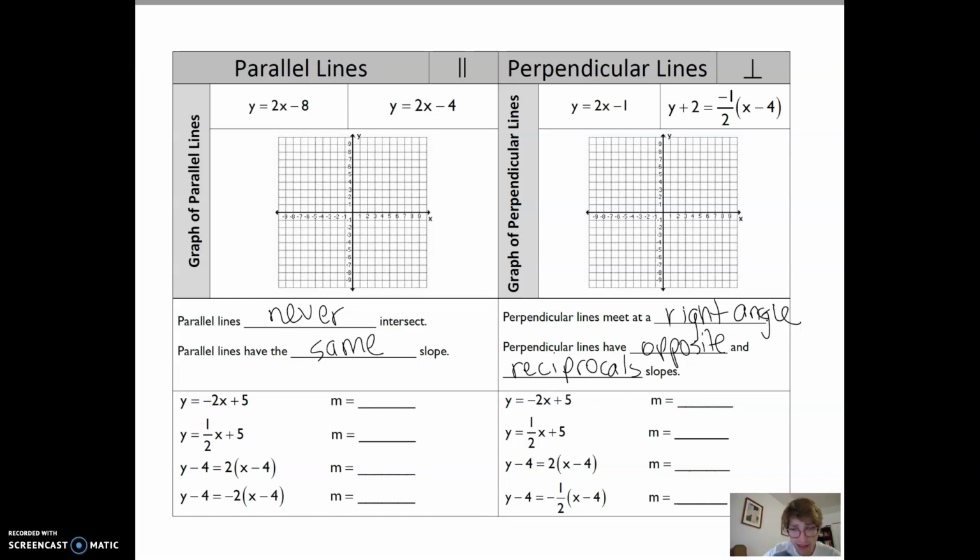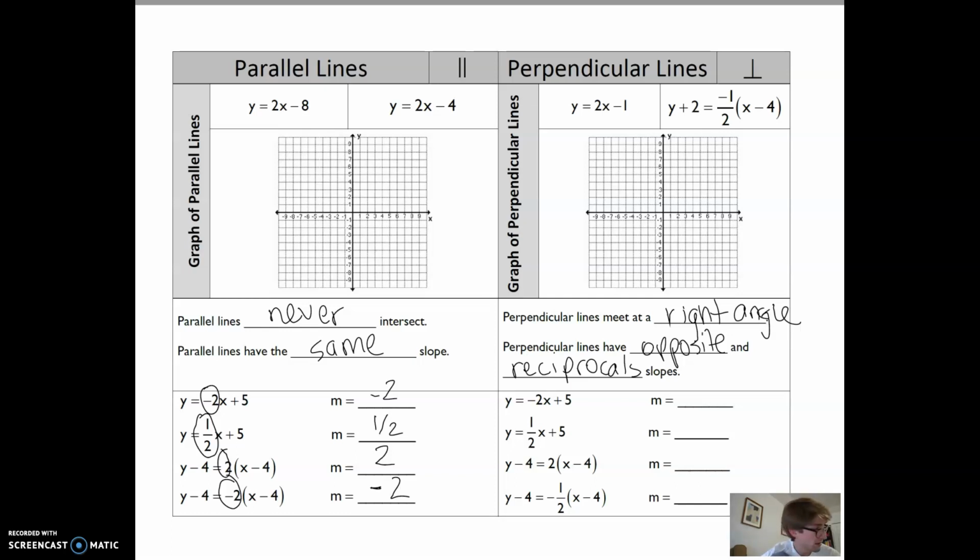So down here in the bottom left, we're going to fill in all the slopes that would make things parallel. When we look at our first example, we see that our slope is negative 2. So a parallel line to this would have a slope of negative 2 as well. If we looked at y equals 1/2 x plus 5, we notice that the slope is 1/2. So something parallel to it would have the slope of 1/2. Slope for the third one is 2, so we'll have the same slope of 2. The last one is the slope of negative 2, so our last slope is negative 2.